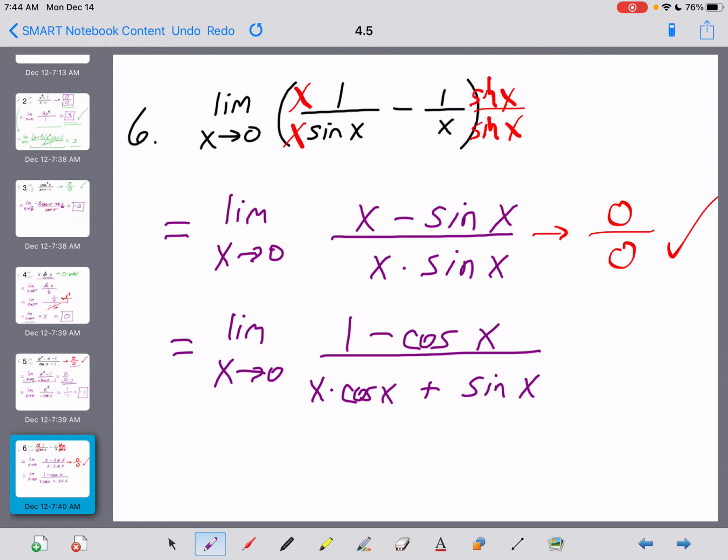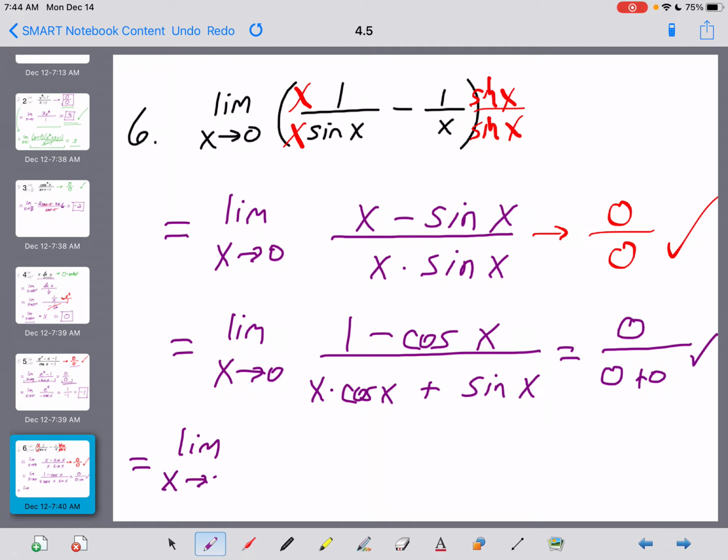So let's see what happens now when we let x actually equal 0. That cosine of 0 up in the second part of the numerator is going to be 1. I think I see where this is going. And 1 minus 1 gets us 0. Okay. Down on the bottom now, 0 times cosine of 0, that's 0 times 1, which is 0, plus the sine of 0, which is 0. Yep. That gets us 0 over 0 again. So that means that, unfortunately, everybody, we're going to have to do L'Hopital's rule a second time.